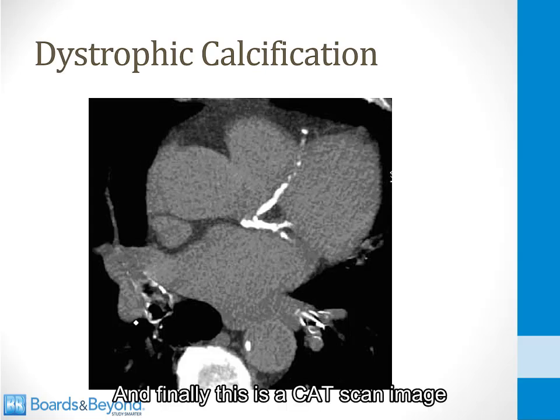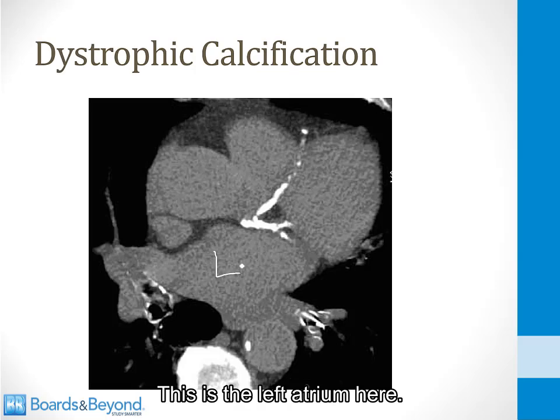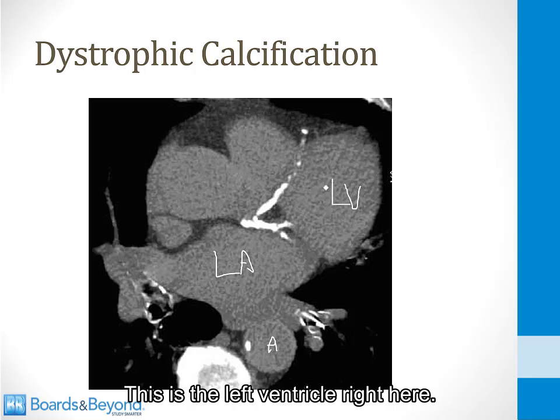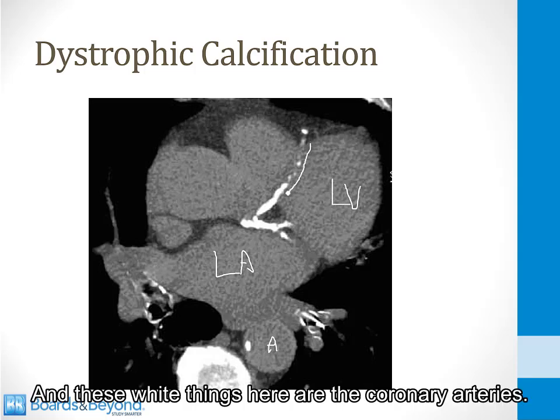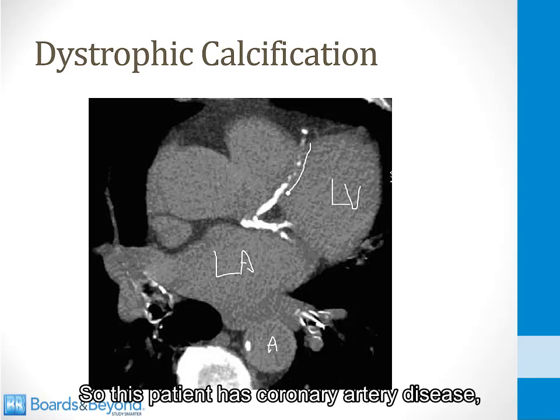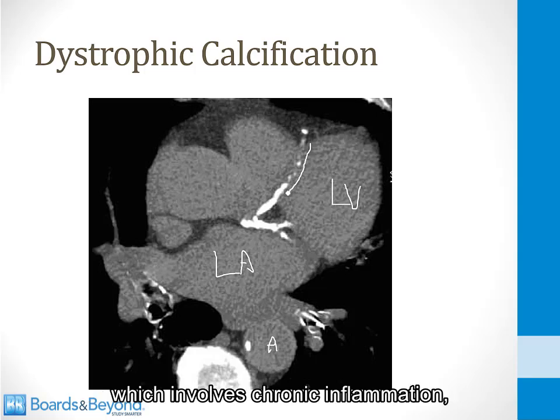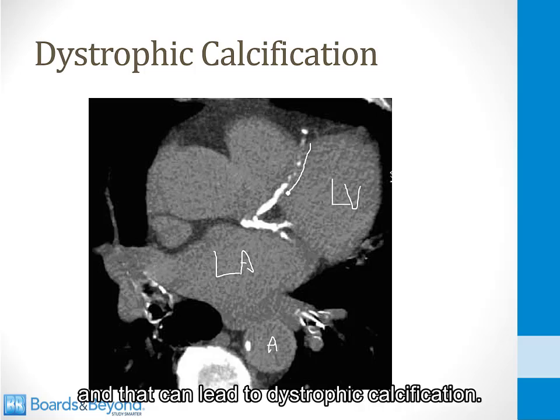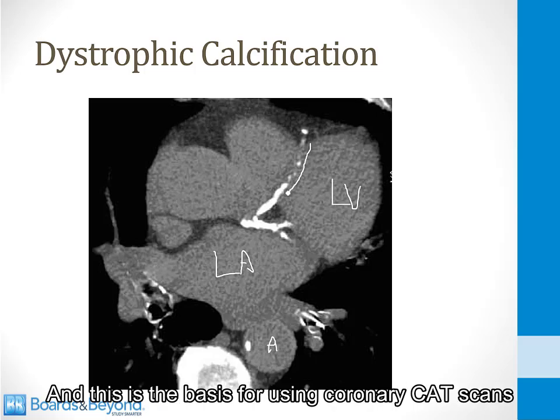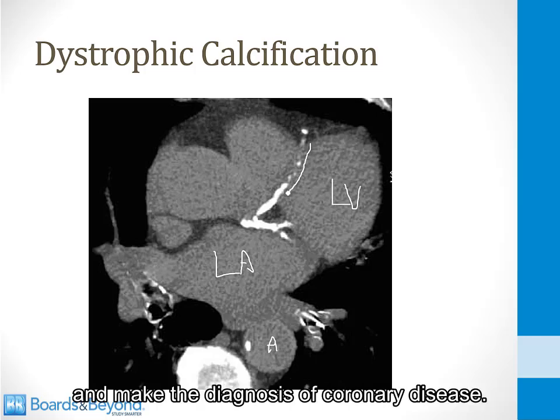And finally, this is a CAT scan image of a patient's heart. This is the left atrium here. This is the aorta over here. This is the left ventricle right here. And these white things here are the coronary arteries. So this patient has coronary artery disease, which involves chronic inflammation, and that can lead to dystrophic calcification. And this is the basis for using coronary CAT scans to identify calcium and make the diagnosis of coronary disease.